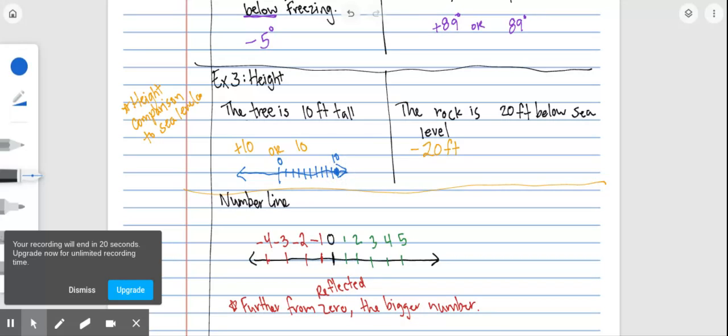If I wanted to draw this negative 20 feet, I would do the same thing. Draw a number line. This time I'm going to put 0 a little more to the right so that I have more space on the left, and then I count to 20. Negative 20.